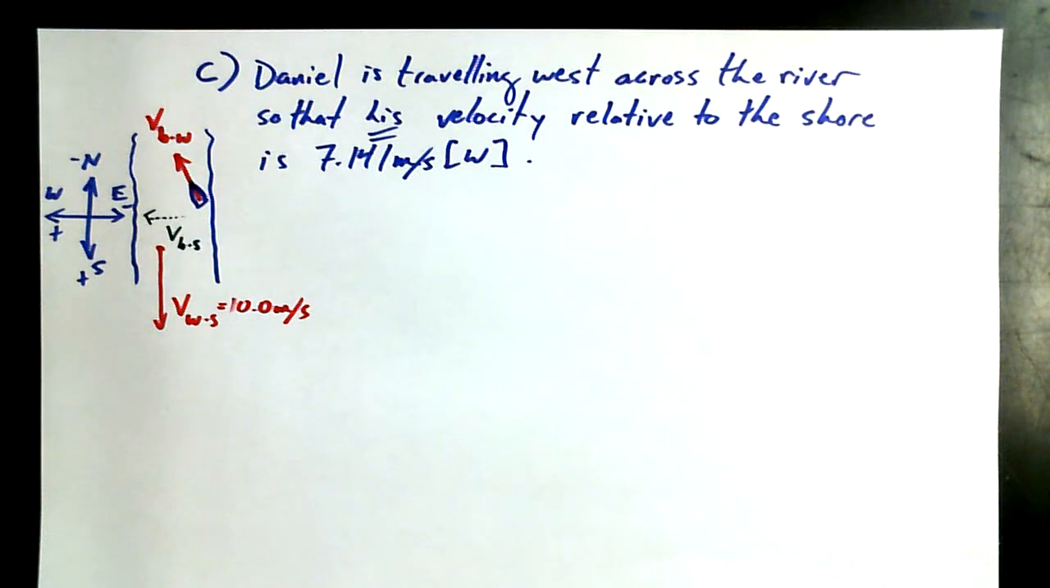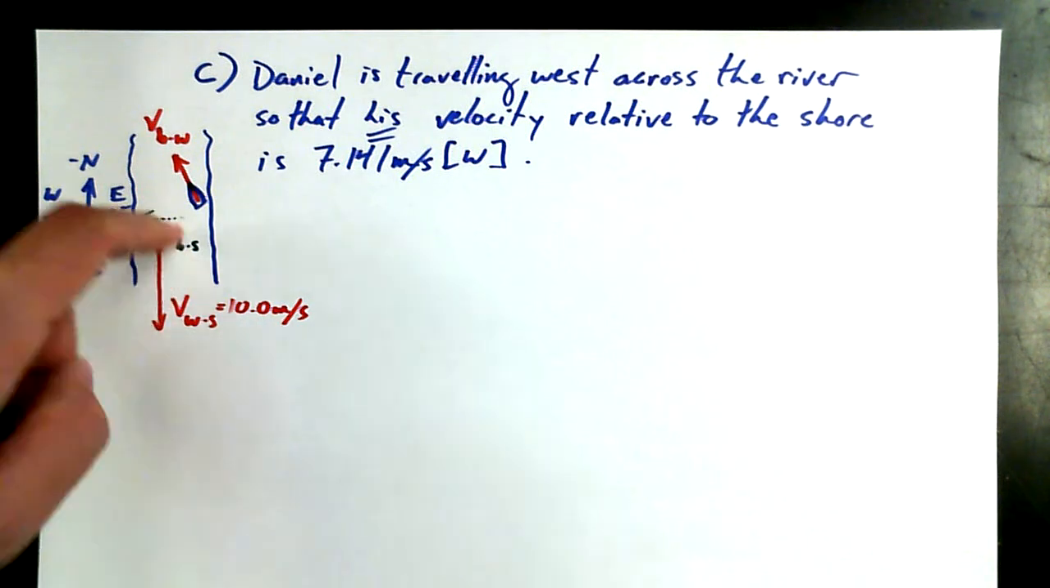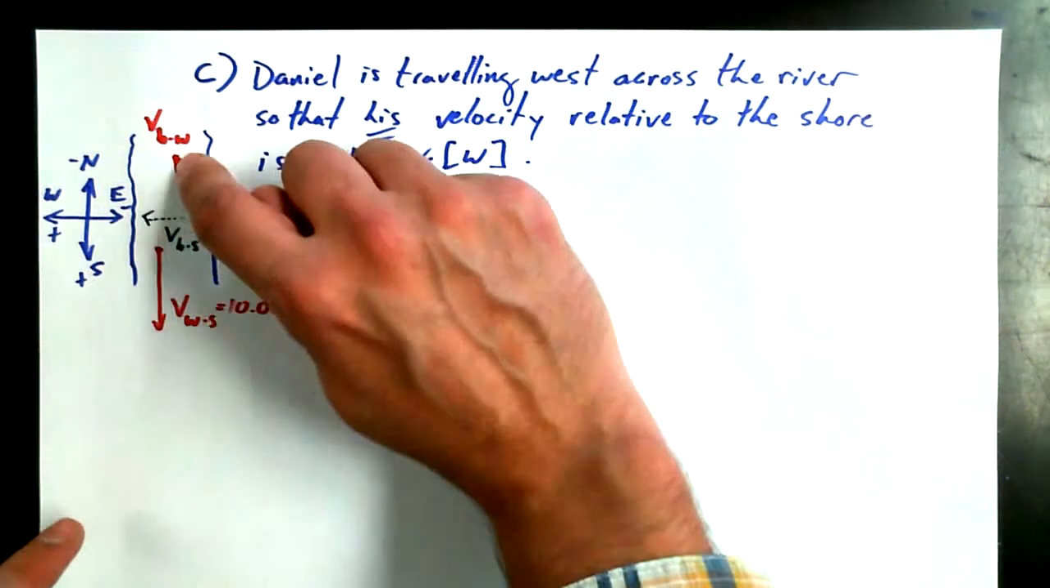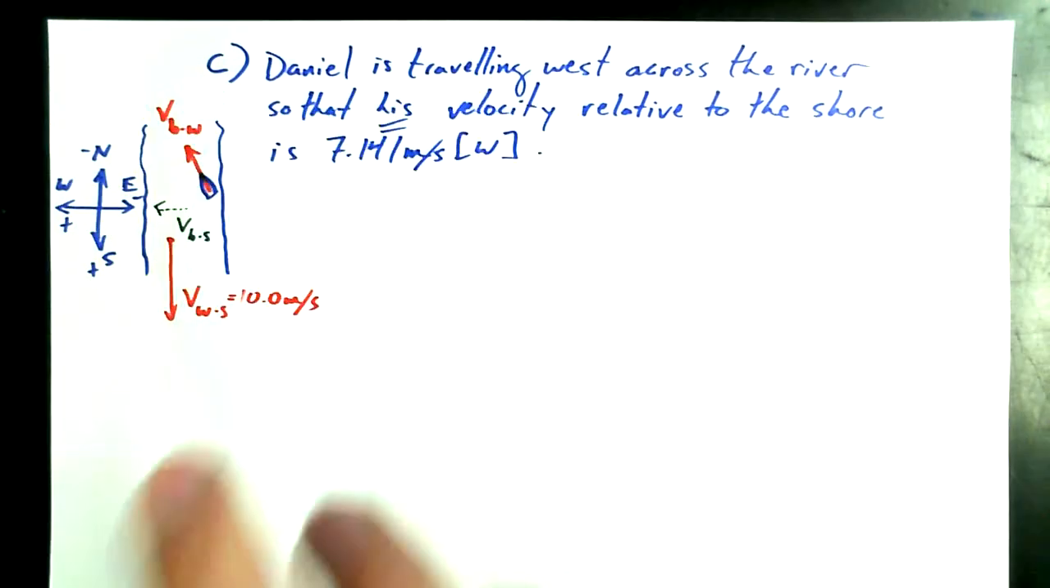All right, so here's the story so far. Daniel is traveling west across the river so that his velocity relative to the shore is 7.141 meters per second west. We're still continuing with the same story as we started in parts A and B. And that means that he's got a VBS that's written in green here going to the west. And we got that as a result of adding VBW plus VWS tip to tail. That's the story so far.